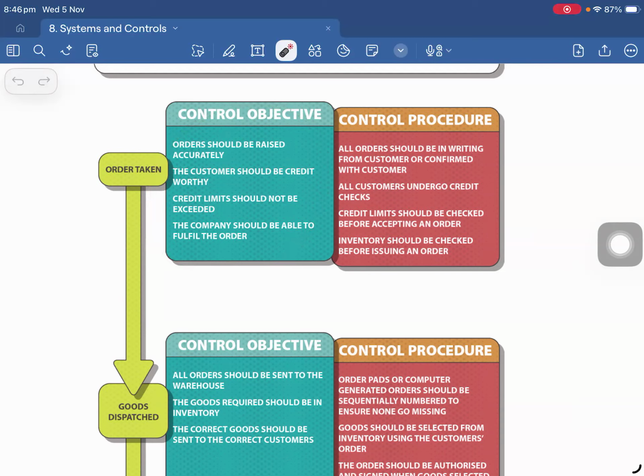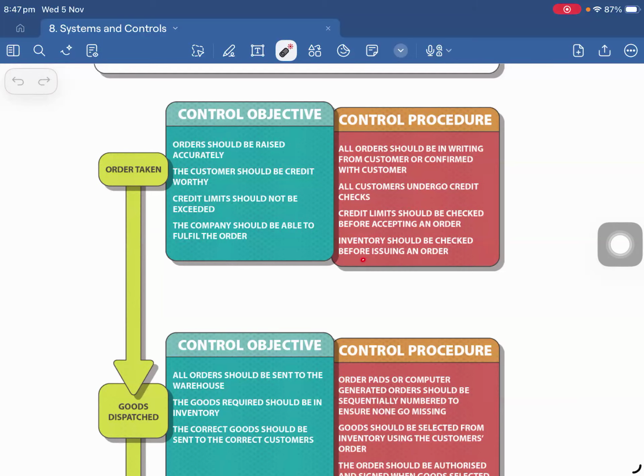So what are the controls that we have in place? See, we are going to take in all the orders from the customer in a written format, or we are going to confirm it with the customer itself. Whichever order is going to come, we are going to ensure that all of these customers go through a credit check. That means they should be able to pay us back. Before accepting those orders, we are going to again revise the credit limits, and see whether anything is to be amended on the credit limits.